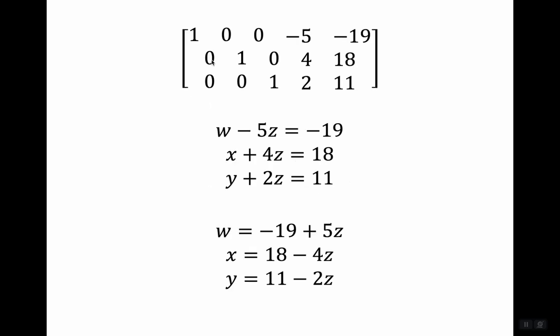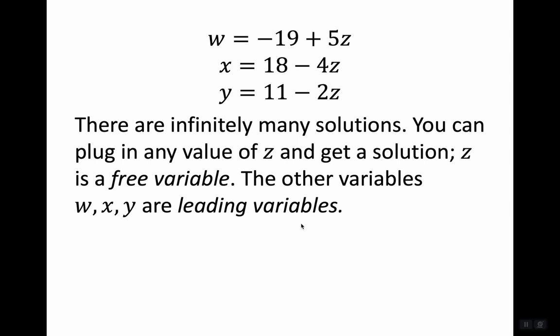So now we can see what the solution looks like: w minus 5z equals -19, x plus 4z equals 18, y plus 2z equals 11. Now, what we usually do at this stage is get the leading variables on one side of the equation and everything else, including constants and free variables, on the other side of the equation. You'll see that notation and vocabulary in a moment.